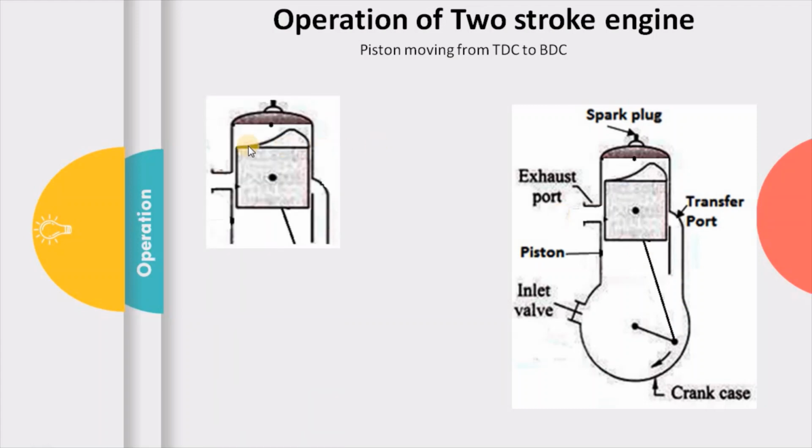Initially we can see the piston is nearer to the TDC, and theoretically when the piston reaches TDC, a spark happens. When the spark happens, the mixture starts burning, the combustion happens, and the burning gases create pressure inside the combustion chamber which acts on the piston. Due to this combustion and the corresponding pressure on the piston, the expansion starts.